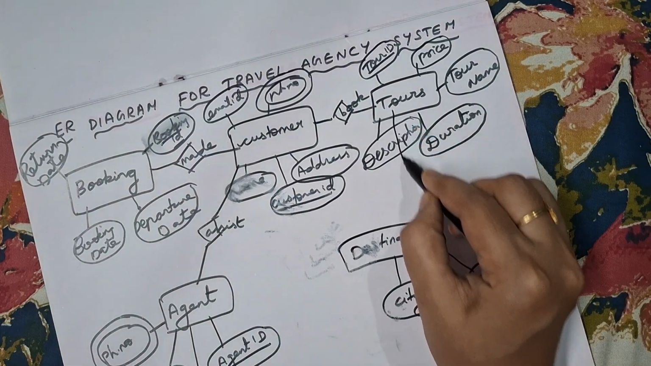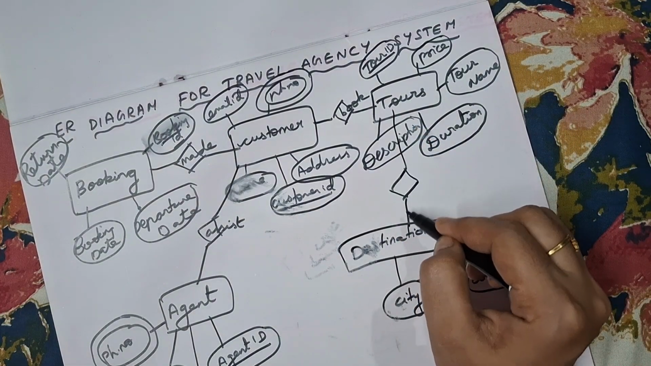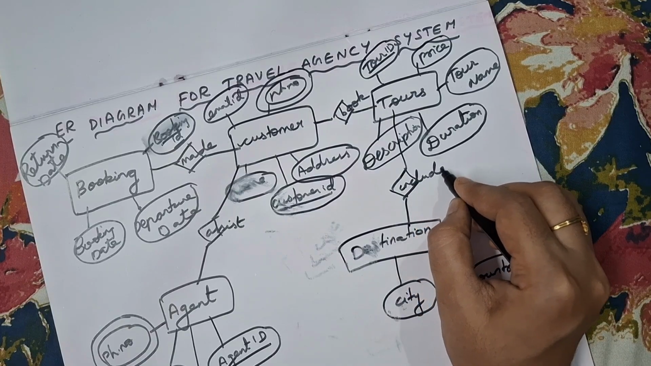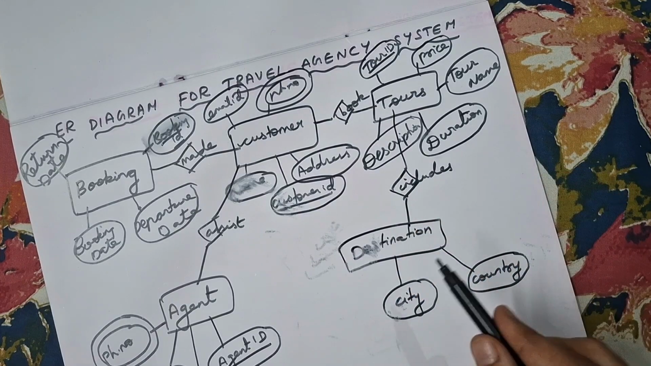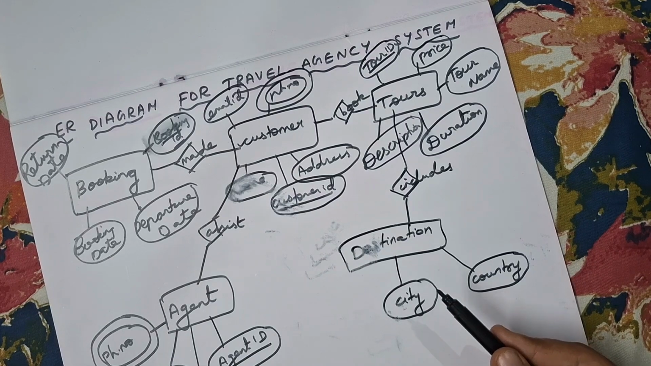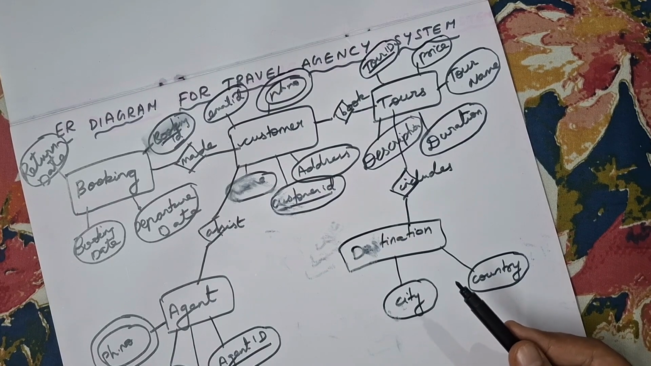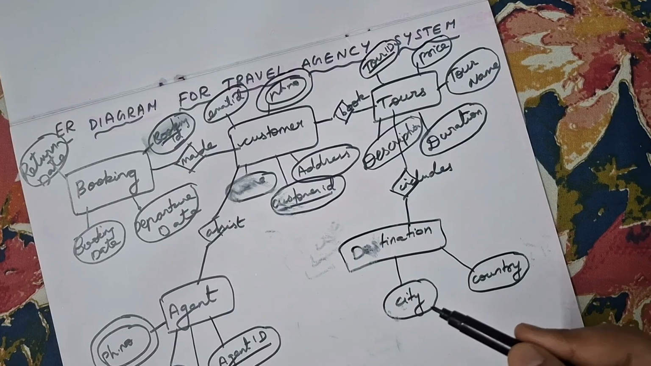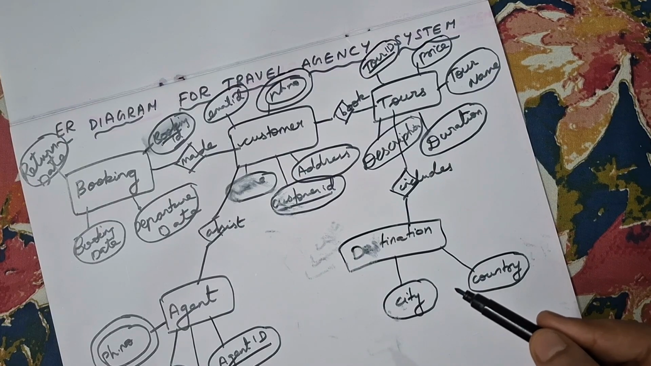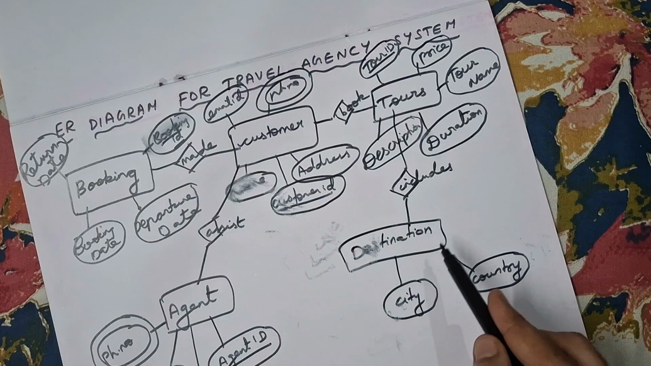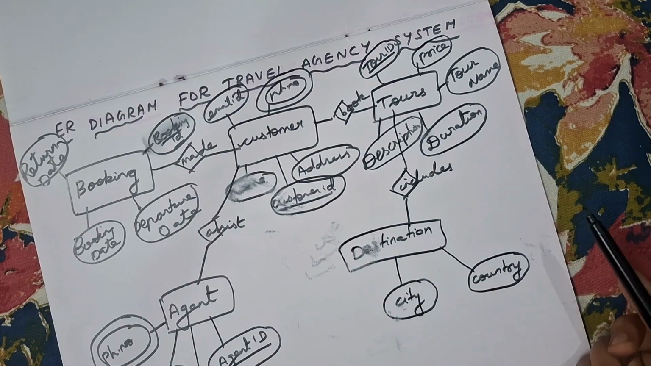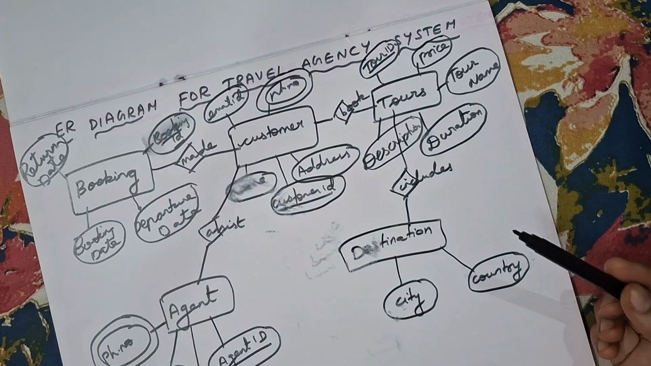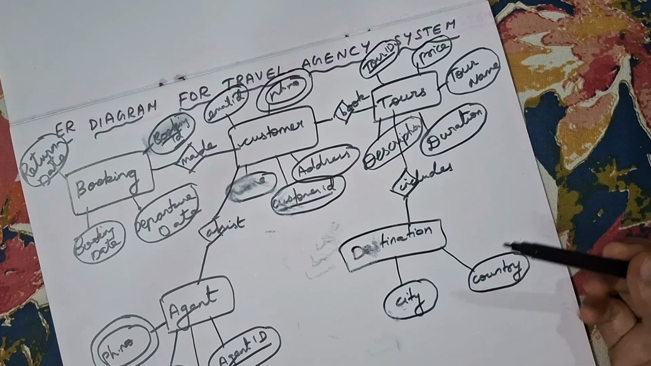Next, tour and destination, I'm going to connect with the relationship and write includes inside this. So tour includes destination. Now if it is a 10-day tour, maybe 5 days you will be on the destination of Shillong and the remaining 5 days you will be on the destination of Sirapunji. So two different destinations are there. Therefore, tour includes various destinations. So these are all the relationships.